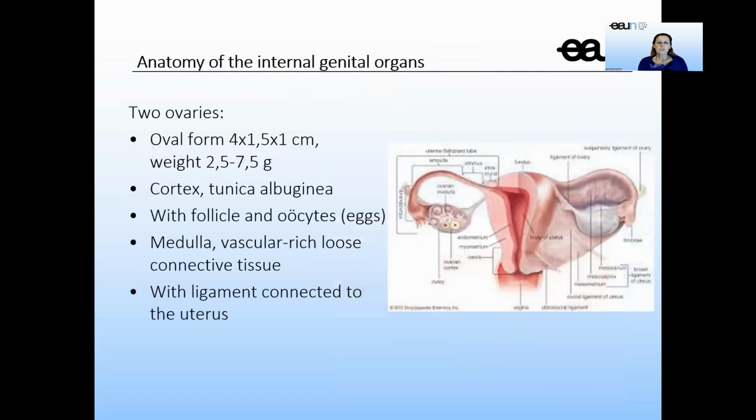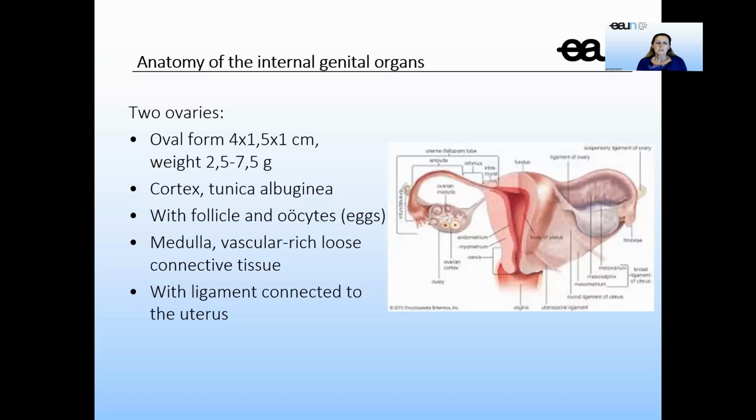To start with the ovaries, a woman has 2 ovaries. They're oval in form, about 4 by 1.5 and 1 centimeters large. So that's rather small. And they weigh about 2.5 to 7.5 grams. On the right and the left side of the uterus, you can see the ovaries, and they are connected from the cortex with the tunica albuginea, and that's a thin layer, which holds the ovaries in the right place.